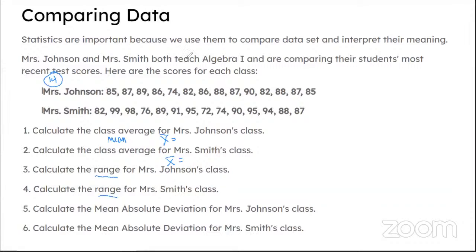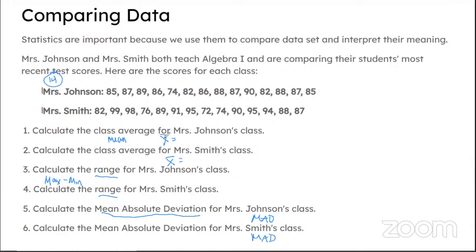This is simply the range, which is the highest, the max, minus the minimum. That's how you calculate range. And then calculate the mean absolute deviation for both Miss Johnson and Miss Smith's class. So we'll abbreviate that, MAD, mean absolute deviation.